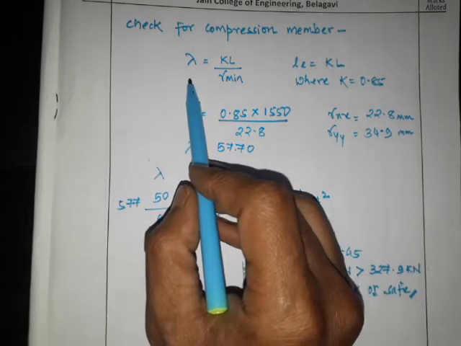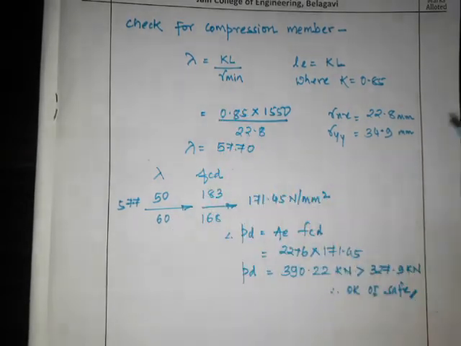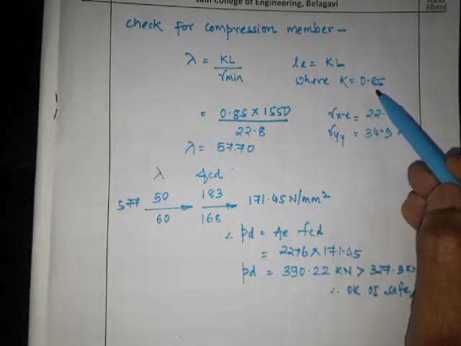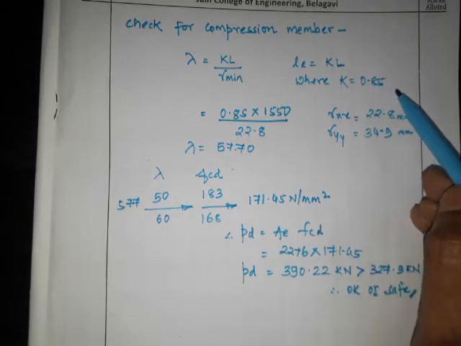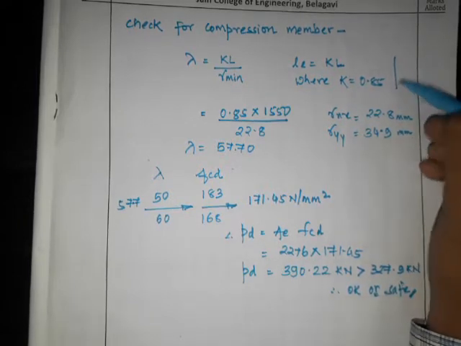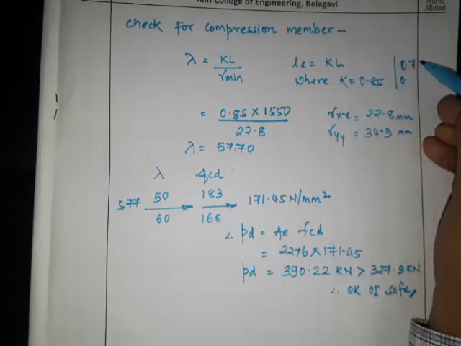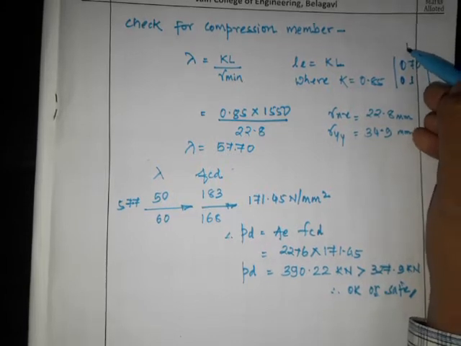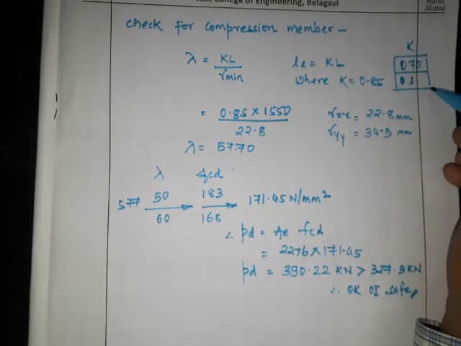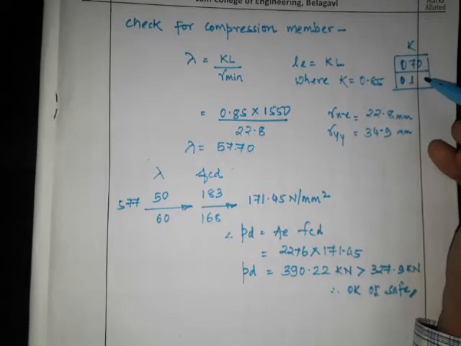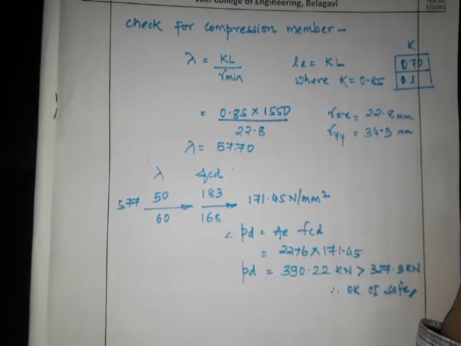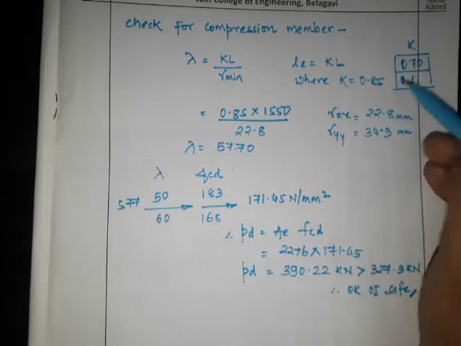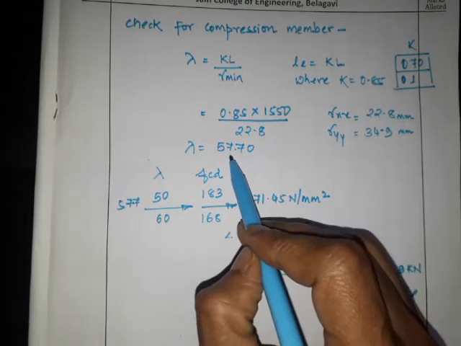We calculated lambda, KL by r minimum, and K is 0.85. We have assumed 0.85. As I told you, you can assume the value of K from 0.7 to 1 as per IS 800, clause number 7.4.2, page number 35. We assumed 0.85 and we got lambda.